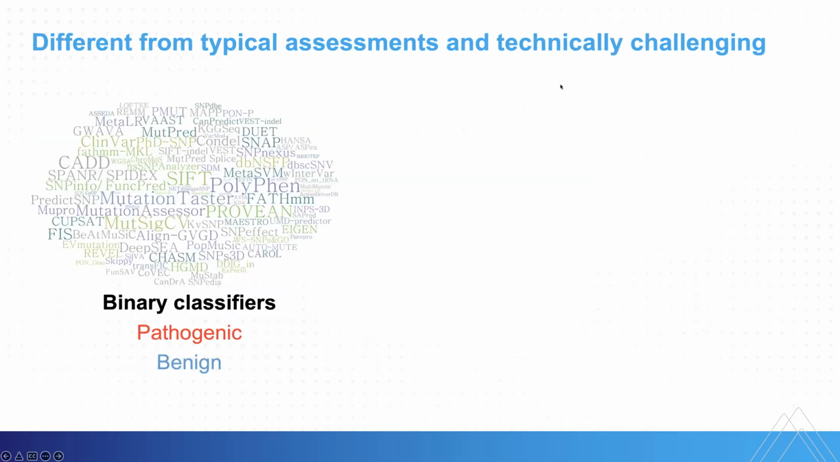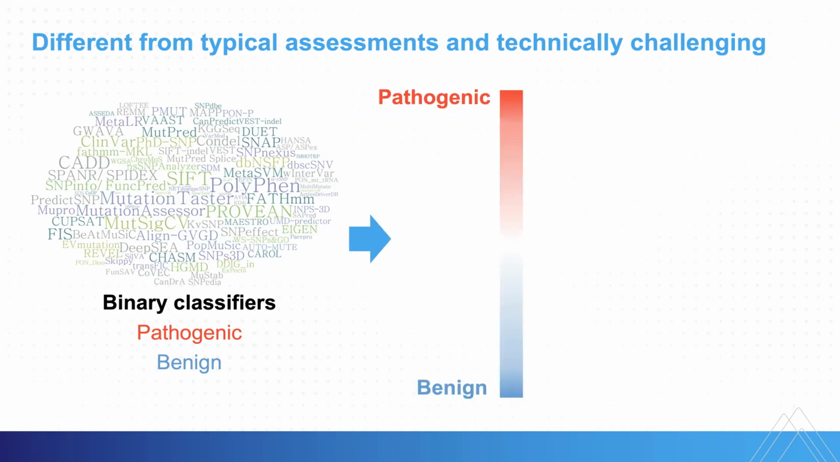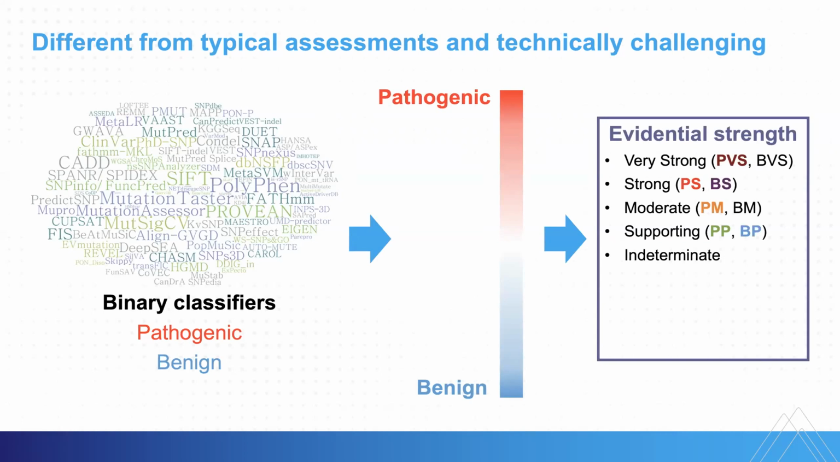One thing I do want to mention, and I'm not going to go too much into technical details today, is that this is different from typical assessments that you would see in a machine learning or computational methods assessment setting, and it's technically challenging. The reason is that most of these methods, like I mentioned earlier, are binary classifiers. They're trained to classify variants into either pathogenic or benign, on data sets where the labels are usually disease or not disease, and that's about it. They output continuous scores, and each tool has its own distribution shape across the space of all variants. Having to map this to 9 different categories of evidential strength is another layer of complexity on top of this.